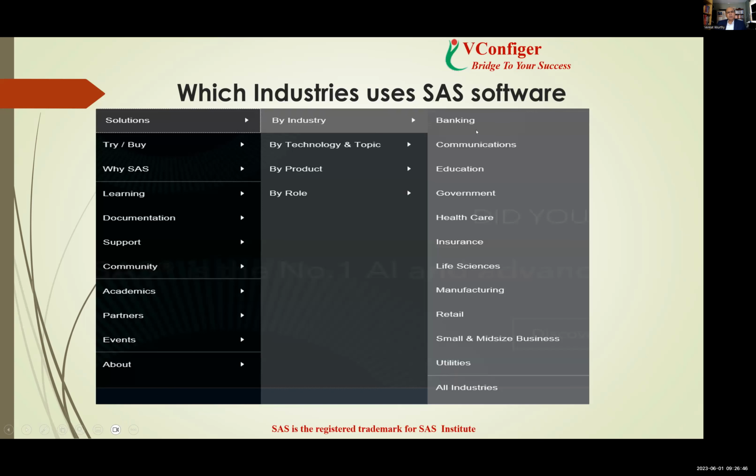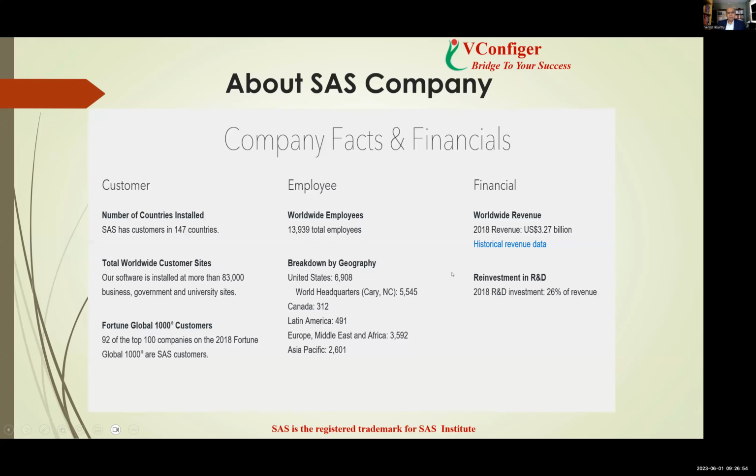See, almost all the industries like banking, communication, education, government, everywhere they are using SAS software. See, I told you, 147 countries, 13,939 total employees, 83,000 businesses, etc. Everything is here. So these are the company facts and financials. Check those things. If you want to learn something, you need to get all the information. Then only it's possible. Otherwise, it's not good actually.